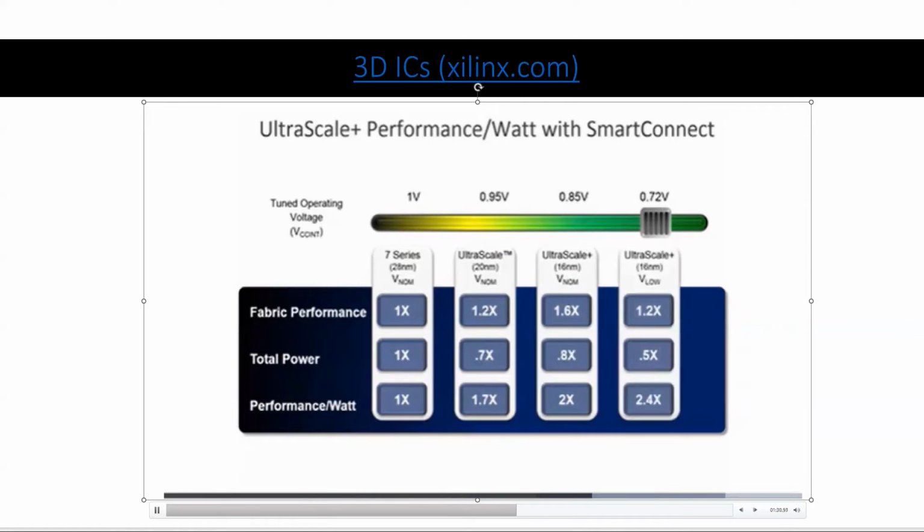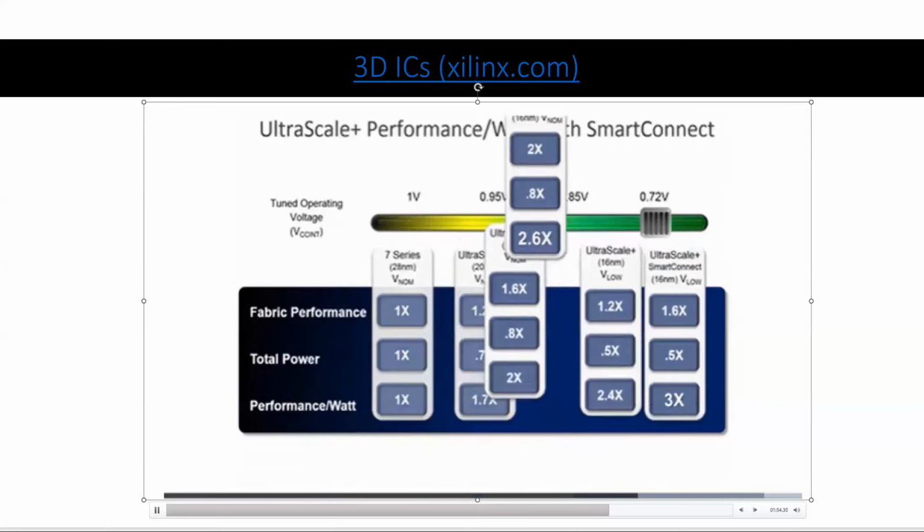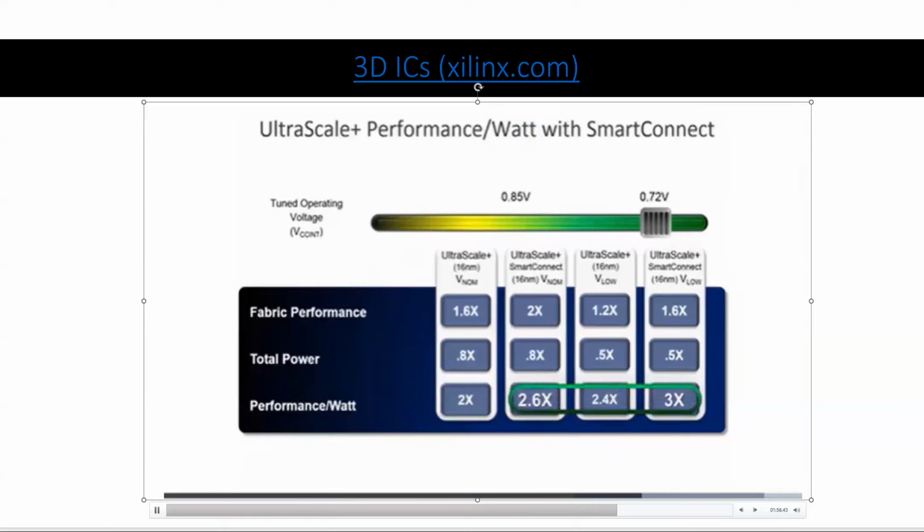With the same piece of silicon, you can operate at either the nominal voltage of 0.85 volts or at what we call V-low, allowing you to focus on power consumption while still getting optimal fabric performance and critical transceiver and memory interface line rates. With V-low, you get a 1 to 2 speed grade advantage with a whopping 50% power reduction. Smart Connect technology takes it even further by yielding a 2.6x performance per watt improvement over 7 series at VNOM and a 3x improvement at V-low.